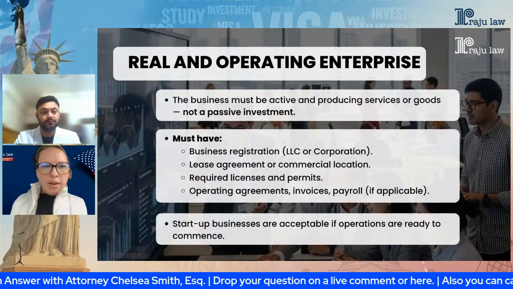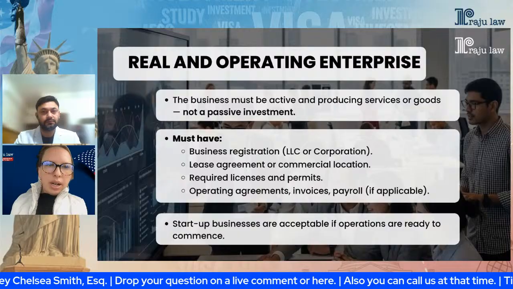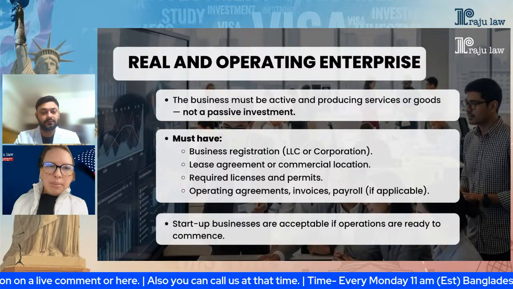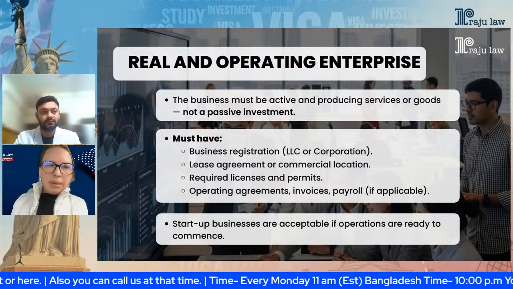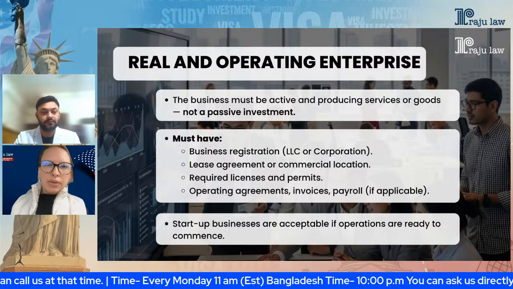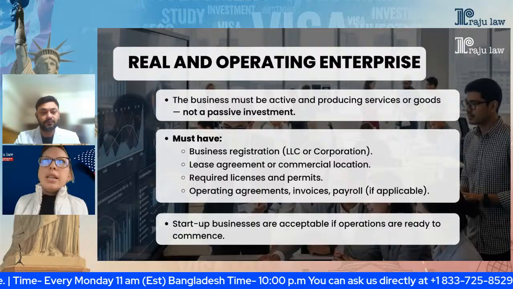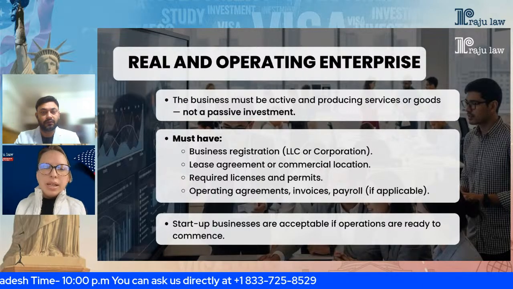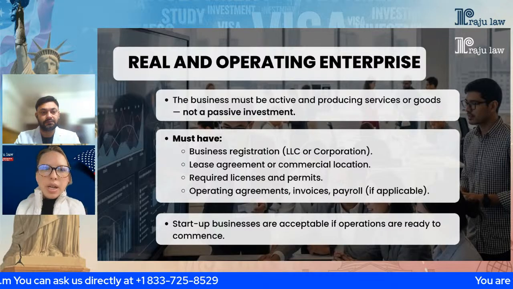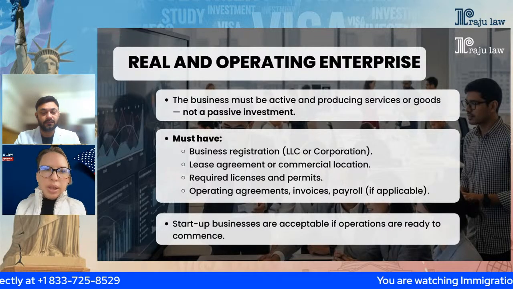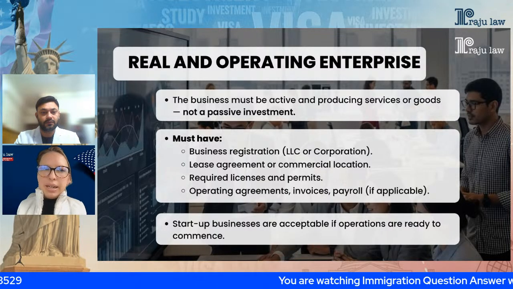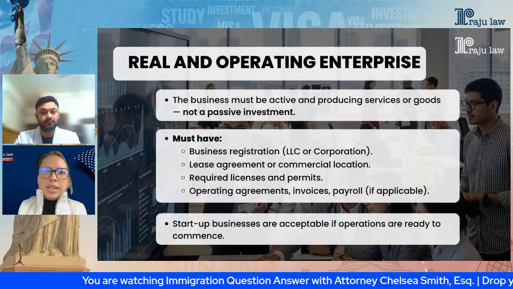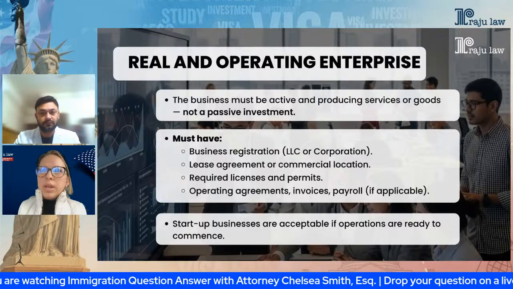Now, you have a real and operating enterprise. This is something that's interesting to note in this discussion because, again, going back to showing that the business must be active and producing services or goods, that's a key aspect of the E-2 visa itself. It's something that the USCIS, we mentioned, will be looking for. So what does that mean? We want to show that they have a business registration. That could be an LLC, that could be a corporation. It could look like a lease agreement or a commercial location even.